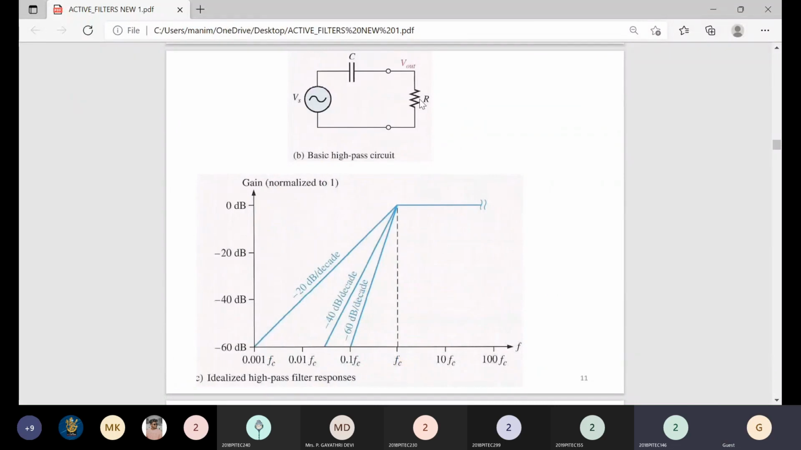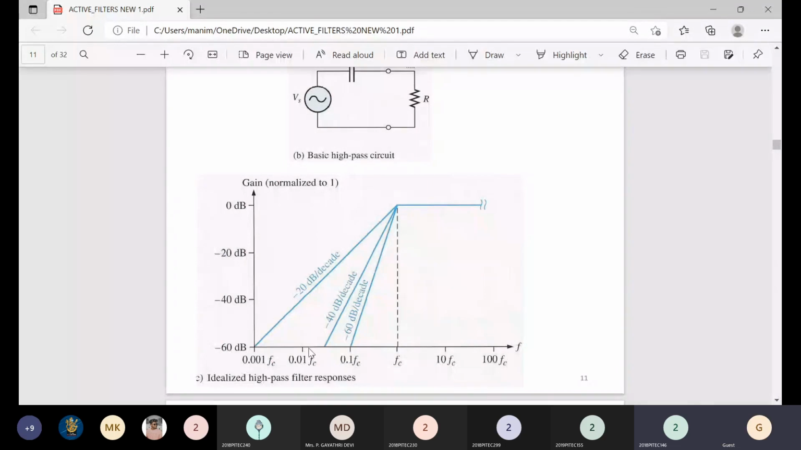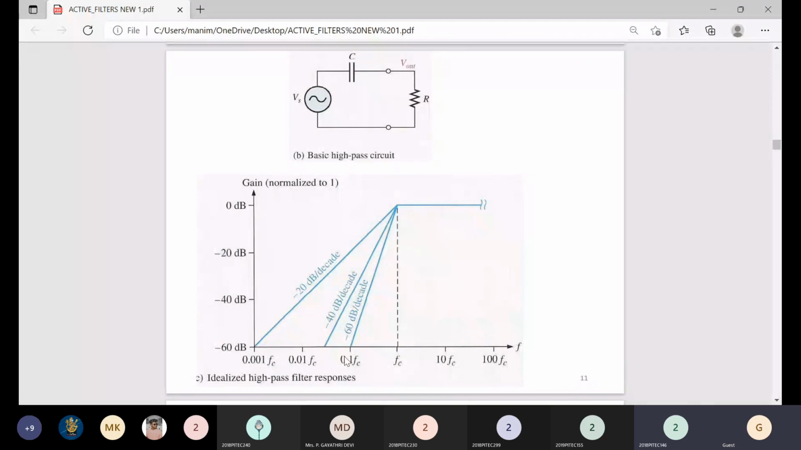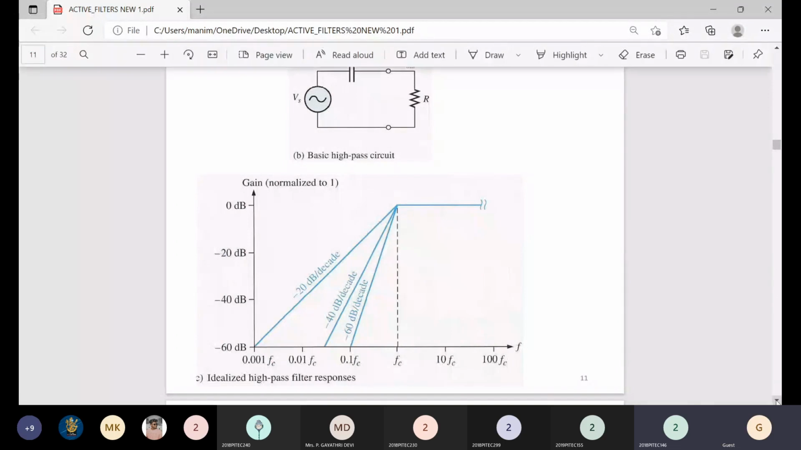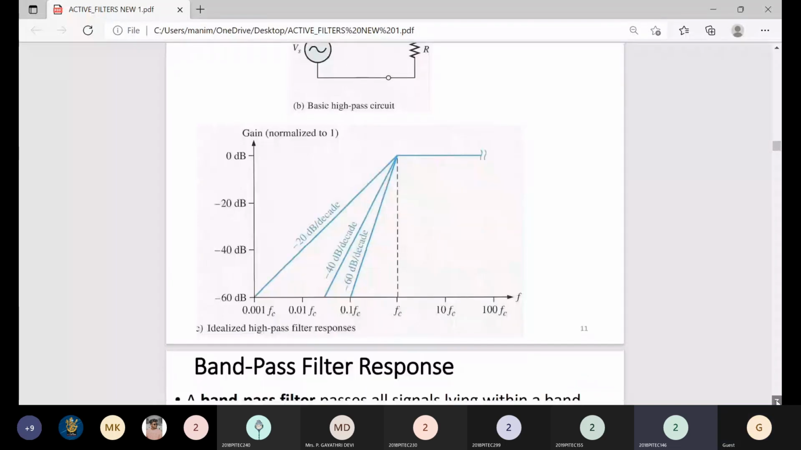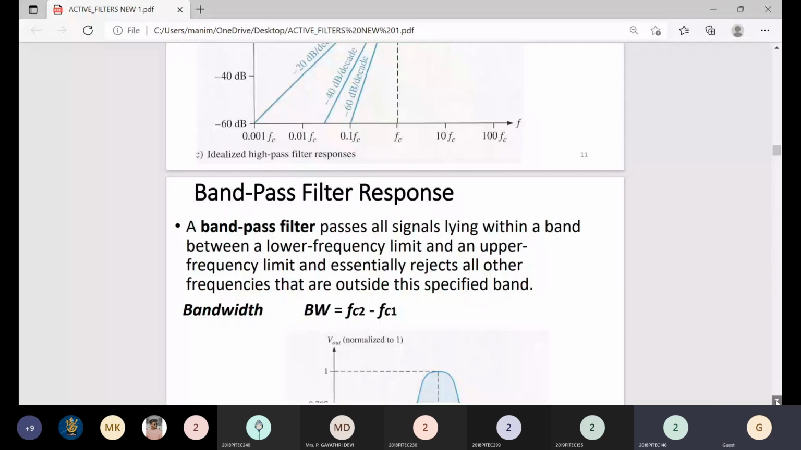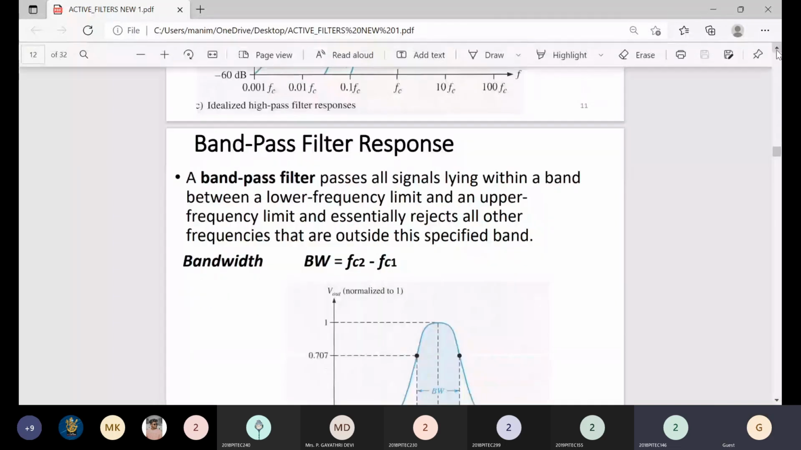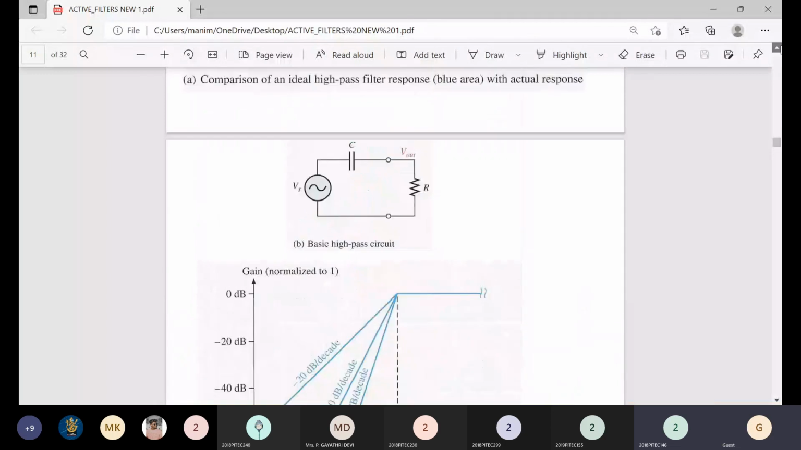Depending upon the RC, we have one RC means the gain decreasing rate is minus 20 dB per decade, right? Two RC means the gain decreasing rate is minus 40 dB per decade. Then 3 RC means the gain decreasing rate is 60 dB per decade, right? Okay. So here the high pass filter only allows frequencies greater than the cutoff frequency, right? So this is the idealized high pass filter frequency response.